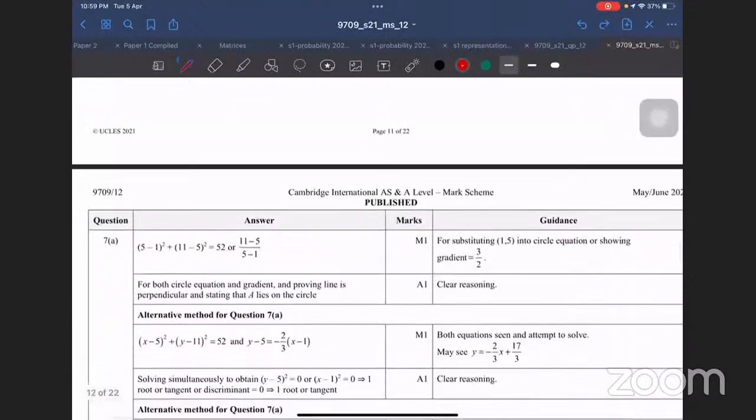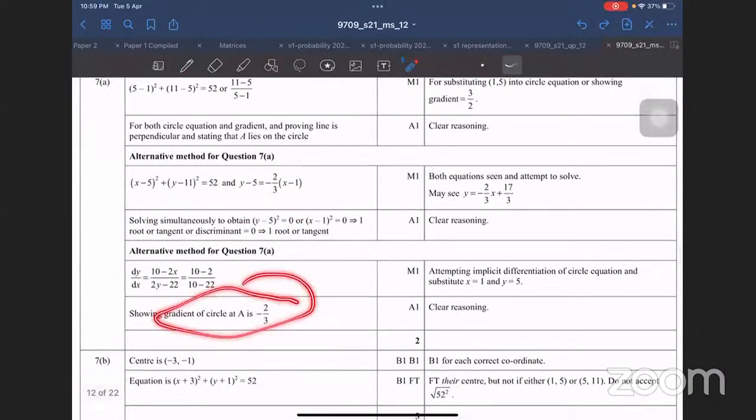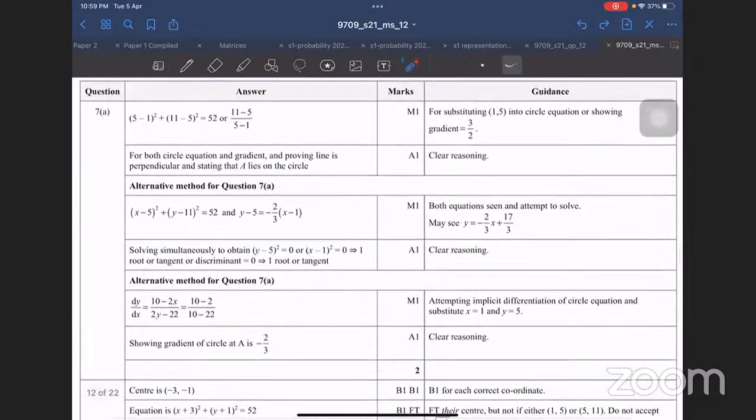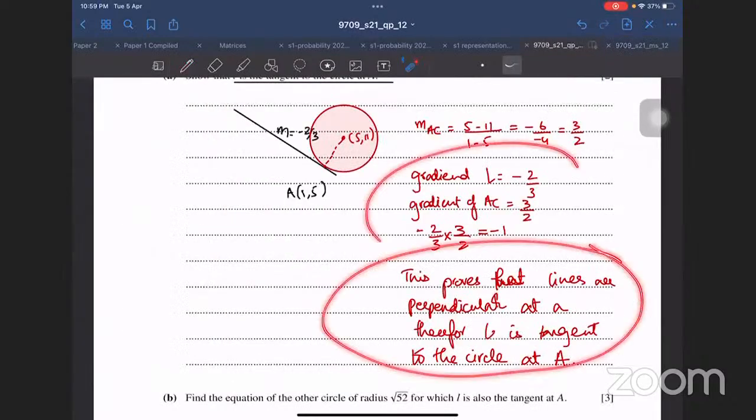Okay, let's see what the explanation here is. It says solving simultaneously or showing that the gradient is minus 2 over 3, 3 over 2, and setting that A lies on the circle. So I've given you all the reasoning that the question required.